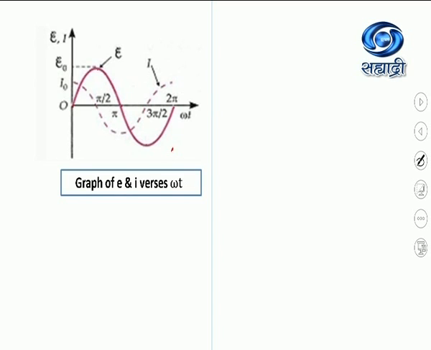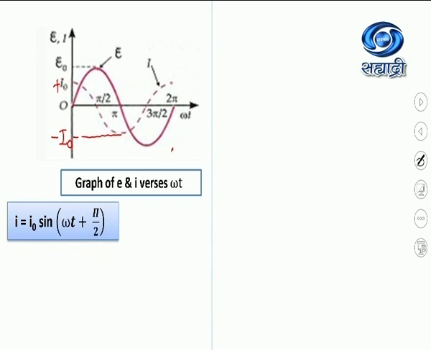The current has its peak value plus I naught when the phase is 0. The current has 0 value when the phase is pi by 2. The current has maximum value but in the opposite direction, equal to minus I naught, when the phase is pi. When the phase is 3 pi by 2, the current has 0 value, and again when the phase is 2 pi, the current is at peak on the positive side, equal to plus I naught.